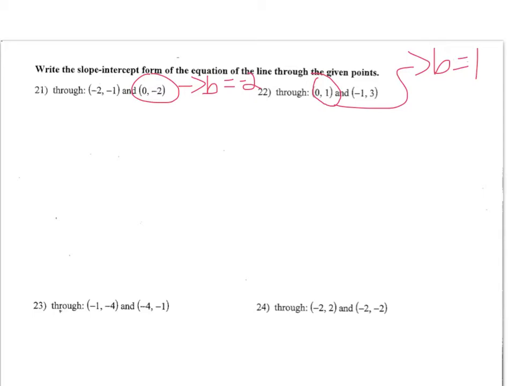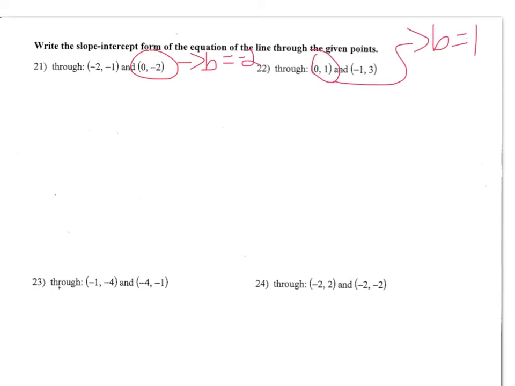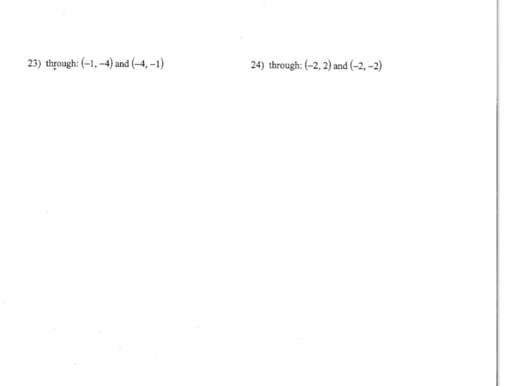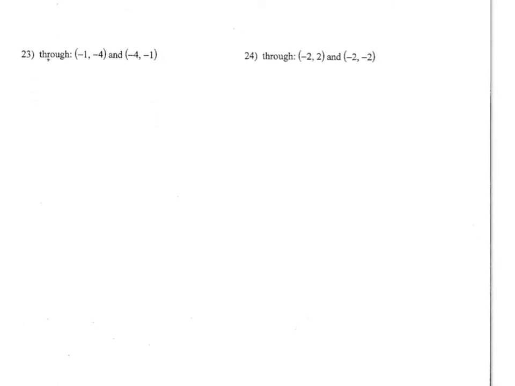Now, if you look at 23 and 24, it's a little bit harder because we don't have a point where the x value is 0. So we have to find both the slope and the y-intercept. Now let's find the slope first. So we're going to subtract our y values. So I have negative 4 and negative 1. I'm going to start with negative 1.